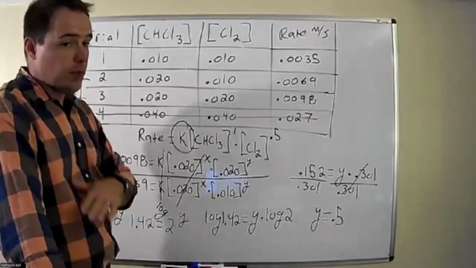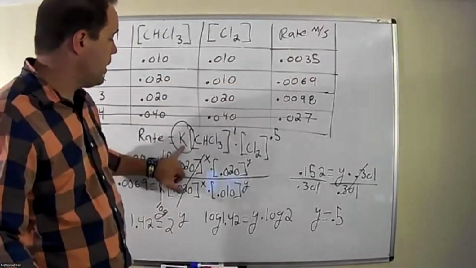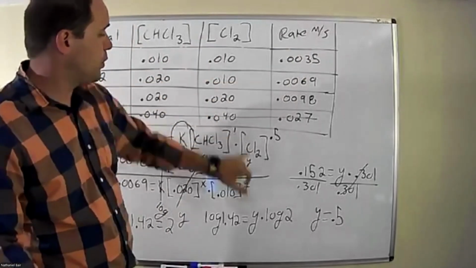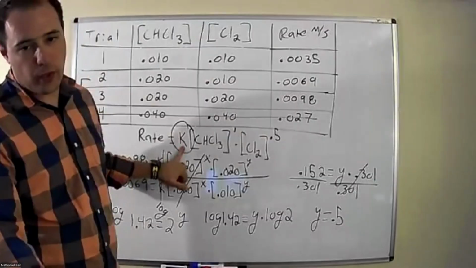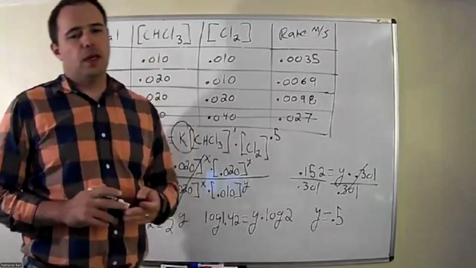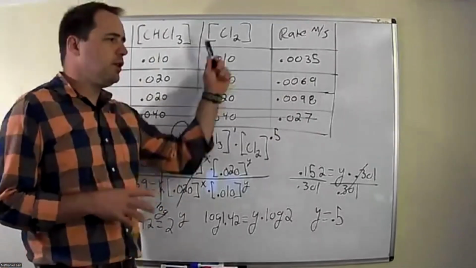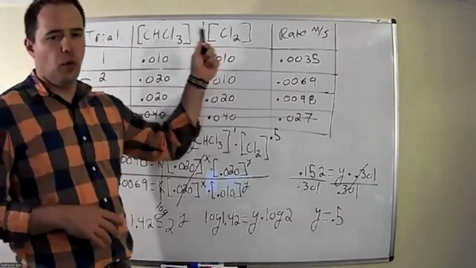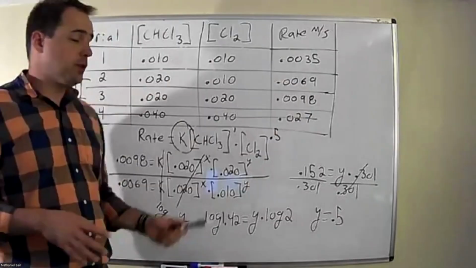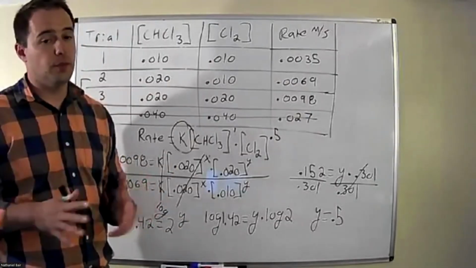So it's pretty awesome. Pick any one of them. You would plug in 0.0035 equals k times 0.01 to the first times 0.01 to the half, and you could solve for what k is. So every one of these initial rates method problems operates the same way. First thing you got to do, find the trials that allow you to get the orders. Solve for the orders. And then once you know the orders, go back and solve for the rate constant using any one of the trials, as long as the temperature had been constant.